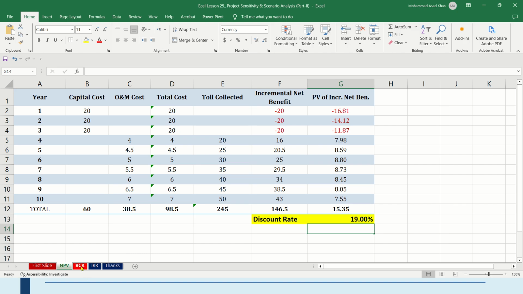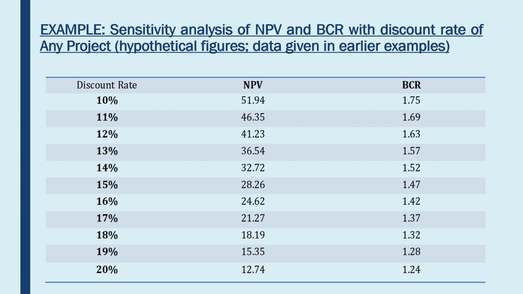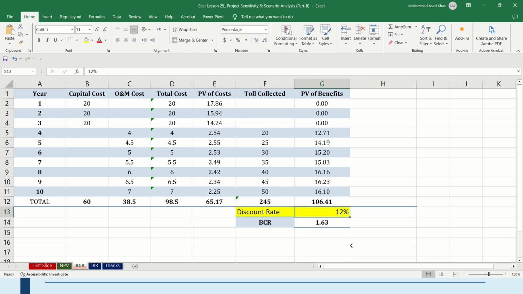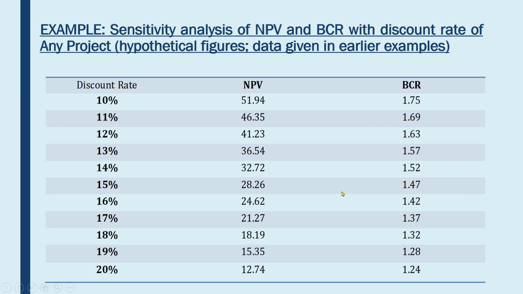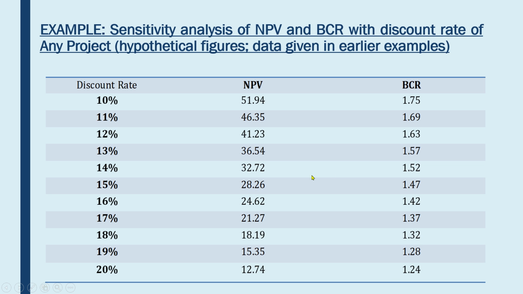And similarly on BCR, you can change the discount rate. You can change it to 10%, and at 10% it is 1.75. At 11%, it's 1.69. At 12%, it's 1.63. At 15%, it's 1.47. At 20%, it's 1.24.